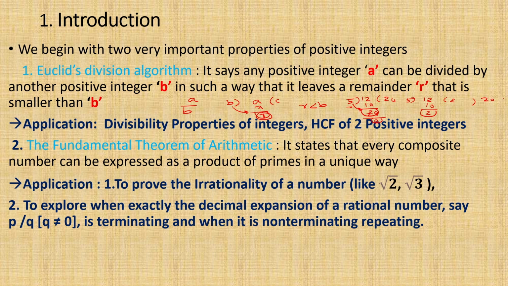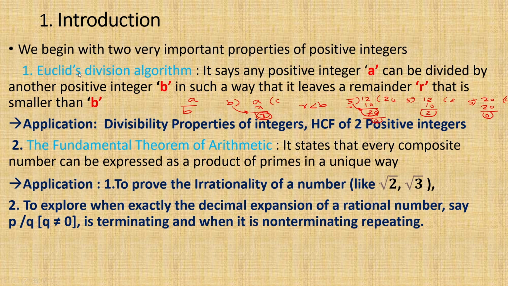Suppose if we take 25, 5 4s are 20. So here remainder is 0. Here in this case 20 is perfectly divisible by 5. We will get remainder as 0. In the other case we will get remainder as 2. So in any case, if a is divided by any positive integer b in such a way that it leaves a remainder r that is smaller than b, that is r is always smaller than b. This is generally what we know, but it is defined firstly by Euclid. That's why it is called Euclid's division algorithm.